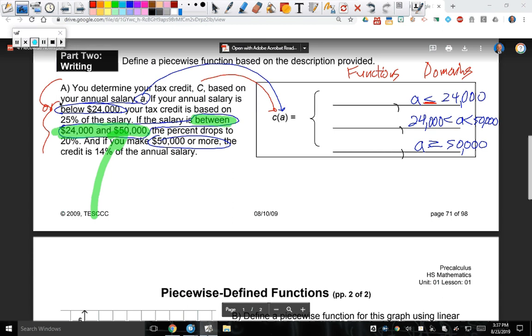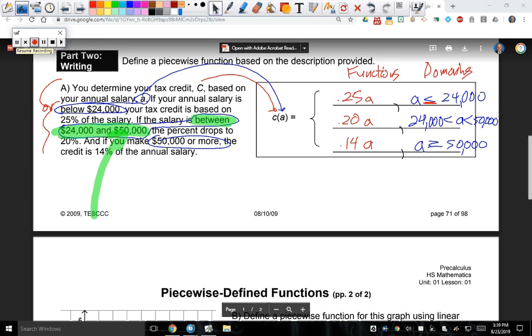Alright. Now guys, if it's less than or equal to 24,000, it says your tax credit is going to be 25% of your salary. Let's use math. How do I show 25% of a salary? Times 0.25. What times 0.25? A. So here we go. 0.25 times A. The next one says 20% of the salary. What do I write? 0.20 times A. And the last one is 14%.